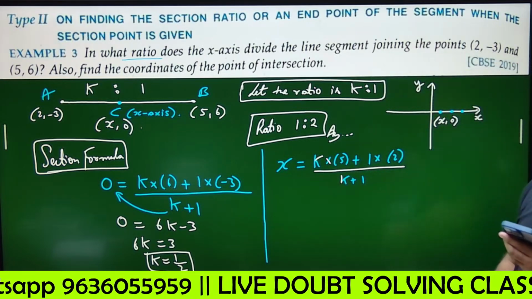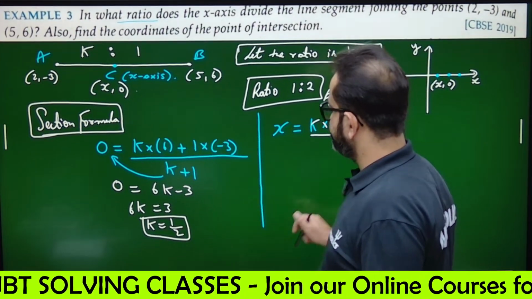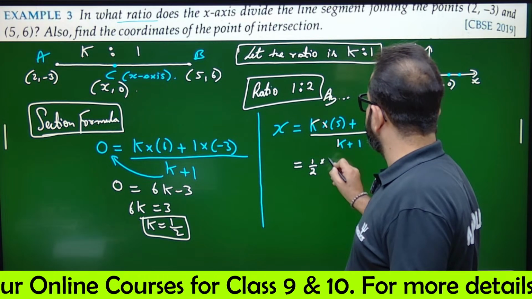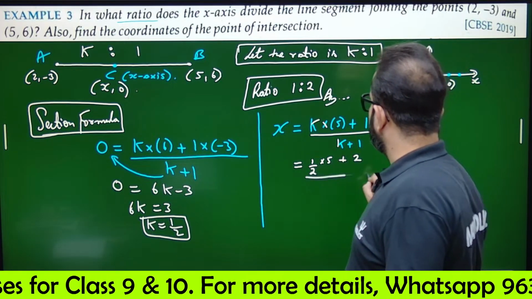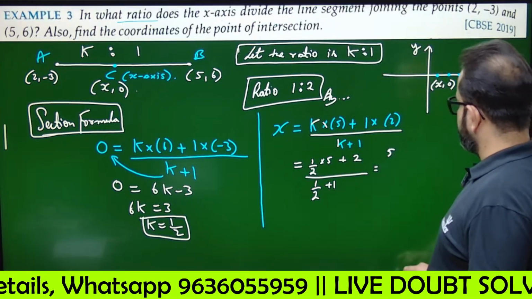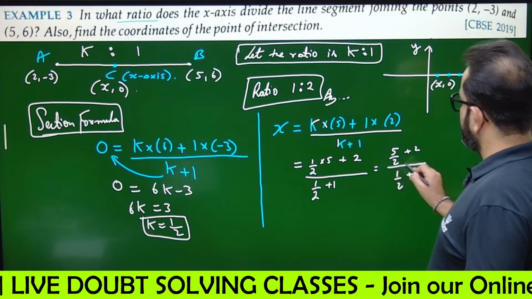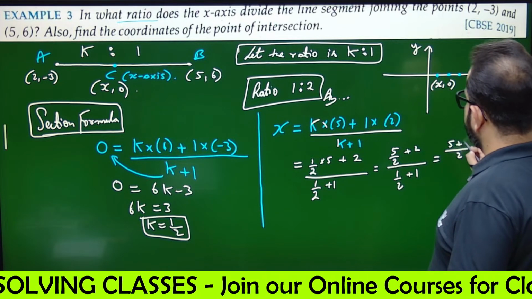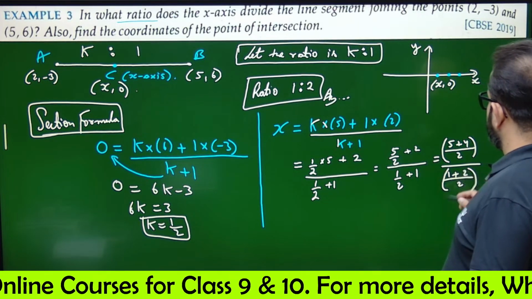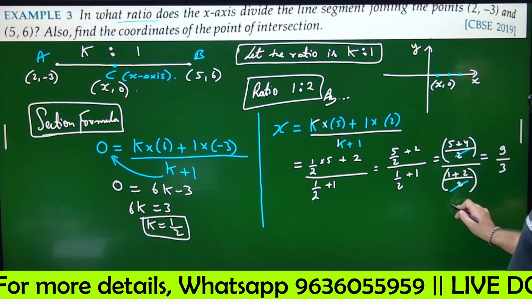If I solve this, it will be done in the next 30 seconds. Now what to do? Just solve this. What is k? k was half. That means 1 by 2 into 5 plus 1 into 2 is 2, and whole upon 1 by 2 plus 1. Taking LCM 2, the numerator will be 5 plus 4, and the denominator will be 1 plus 2, which is 3. The denominators cancel, and 5 plus 4 is 9, 1 plus 2 is 3, so the answer is 3.